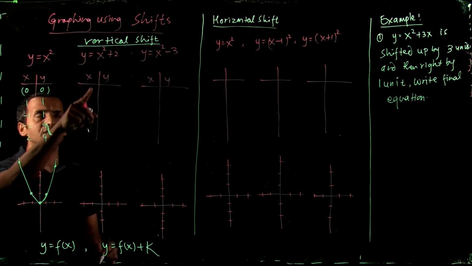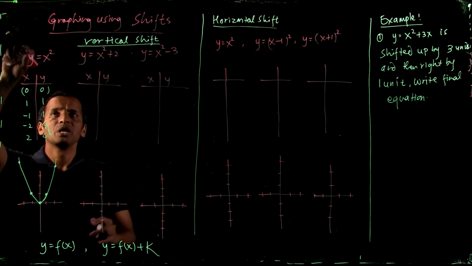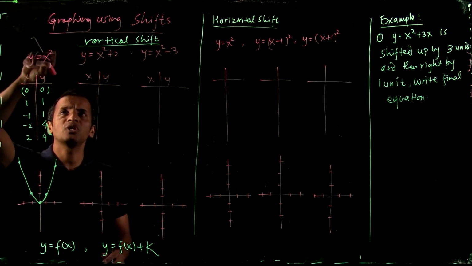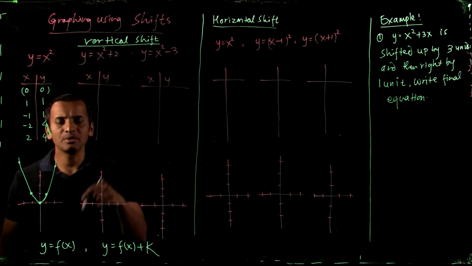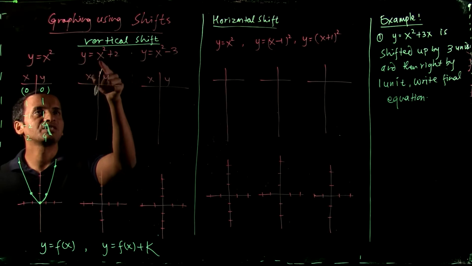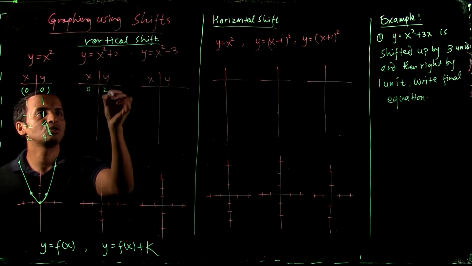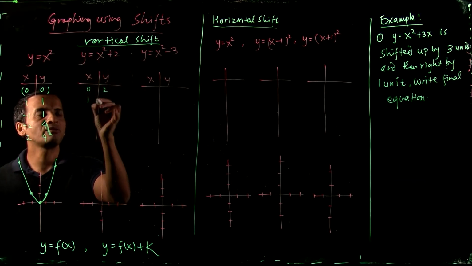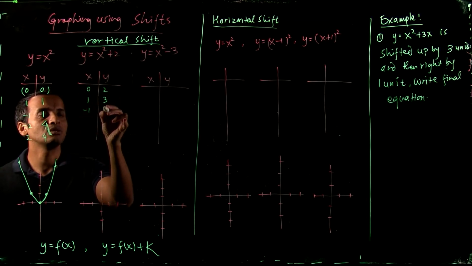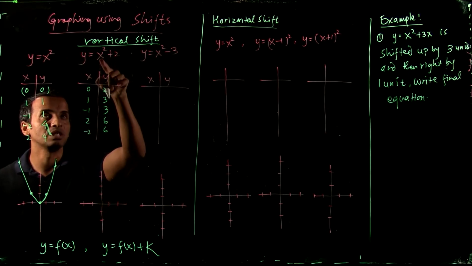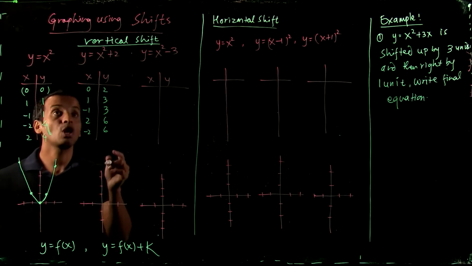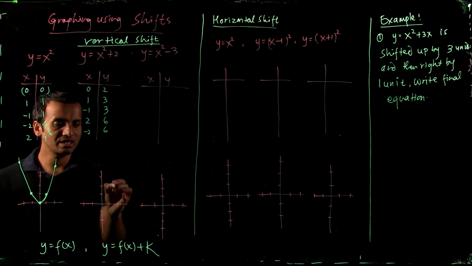Now let me draw this. What is happening here is you are adding 2 on the right hand side, right? So when you take 0 for x, you will get y equals 2. When you put 1 for x, you will get y equals 3. Negative 1 will give you y equals 3 again. 2 will give you 6, negative 2 will give you 6 again, right? So negative 2 squared plus 2. If you plug in that, you will get this graph.